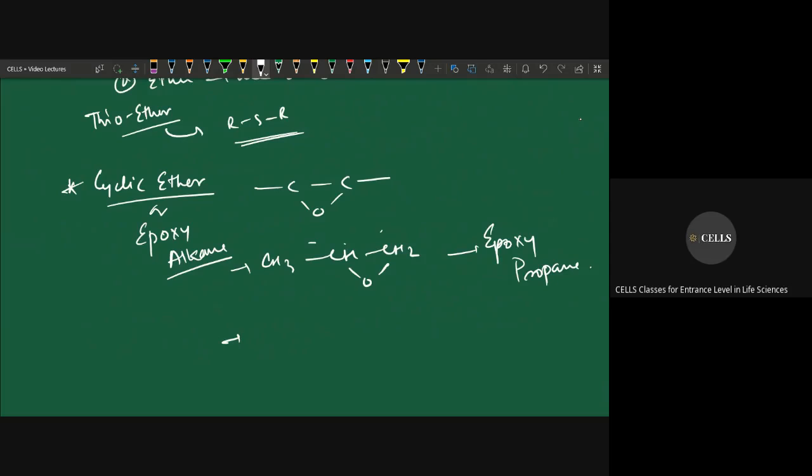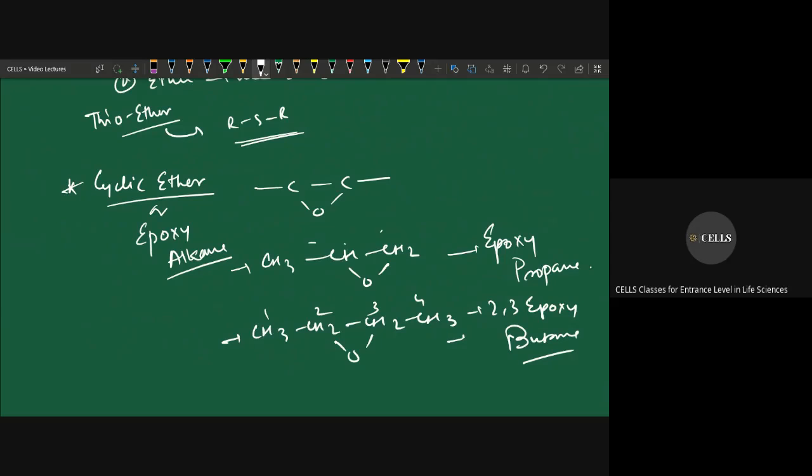Suppose there is a CH3, CH2, CH2, CH3 with an epoxy group. How many carbons are there? 4. And between which of them will the epoxy group be? 2 and 3. 1, 2, 3, 4. It can also be present over here, but it is not present in 1 and 2. It is present between the 2 carbon and 3 carbon. So it will be 2,3 epoxy butane.